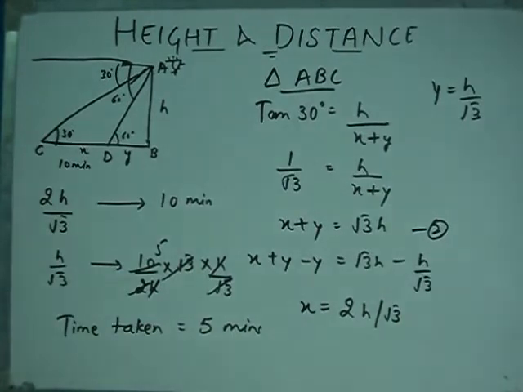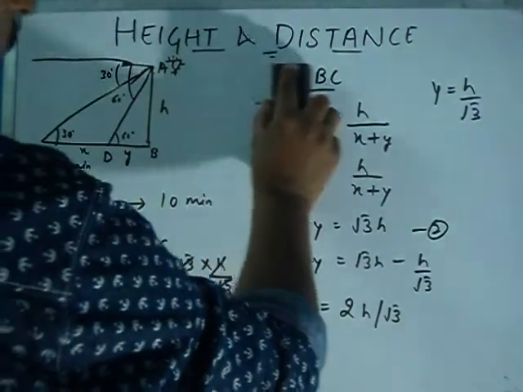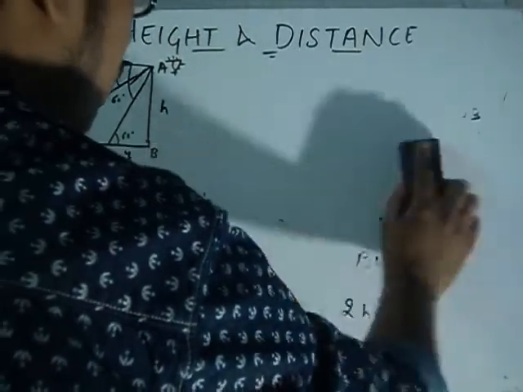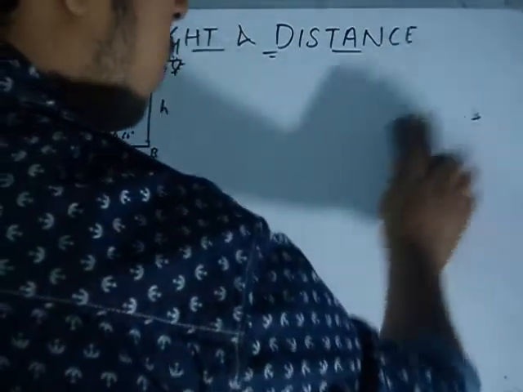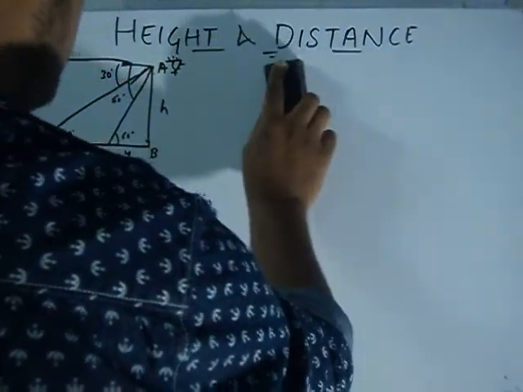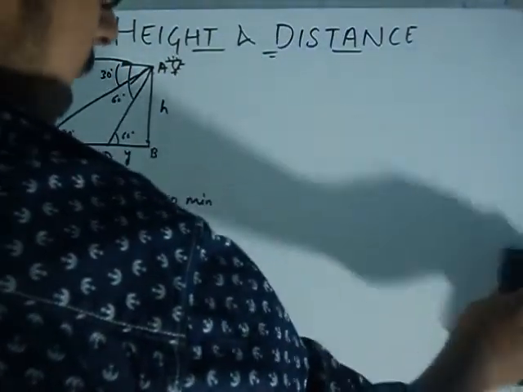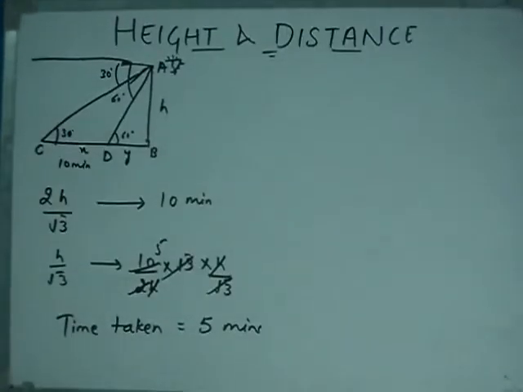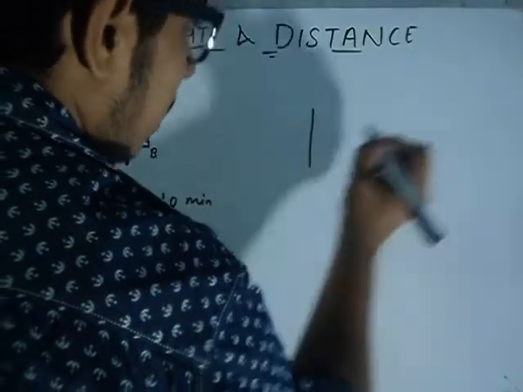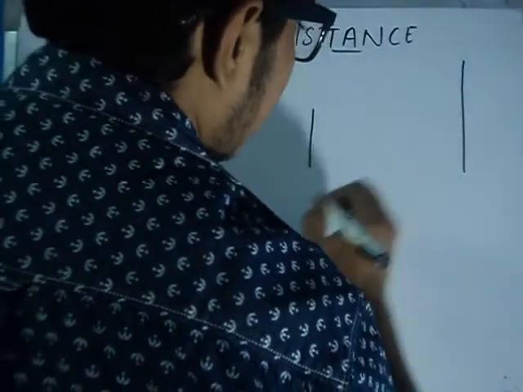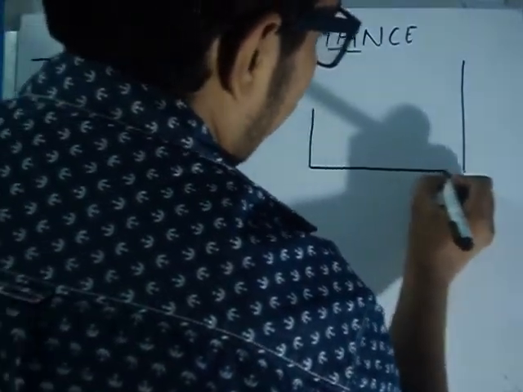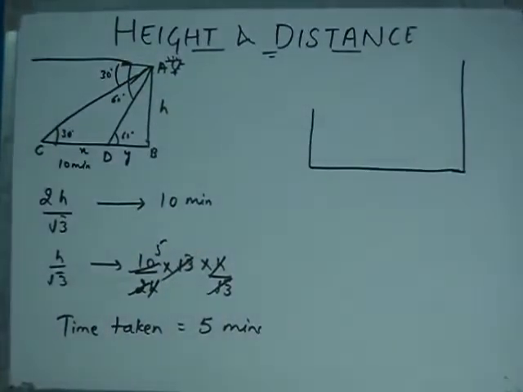Let's take another example. I suppose that this concept should be clear to you. So let's discuss another type of numerical. There are lots of numericals in this section, but we are going to discuss some important numericals so that everyone will get some basic knowledge, and after practice you will get more knowledge related to this topic. We have two towers, one tower and one bigger tower, and there is a horizontal distance between the two towers.